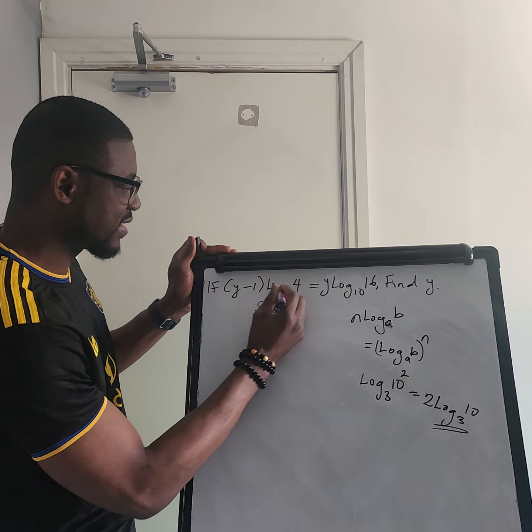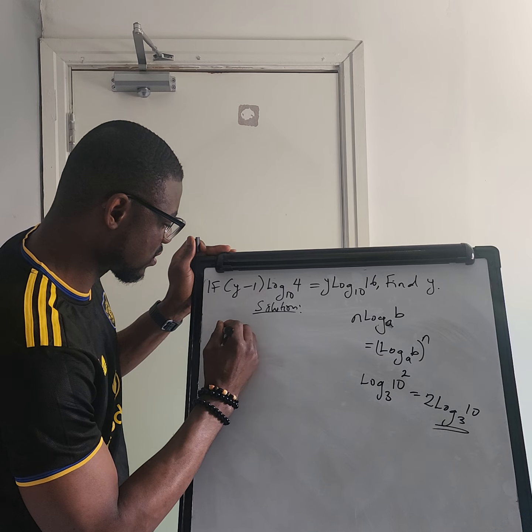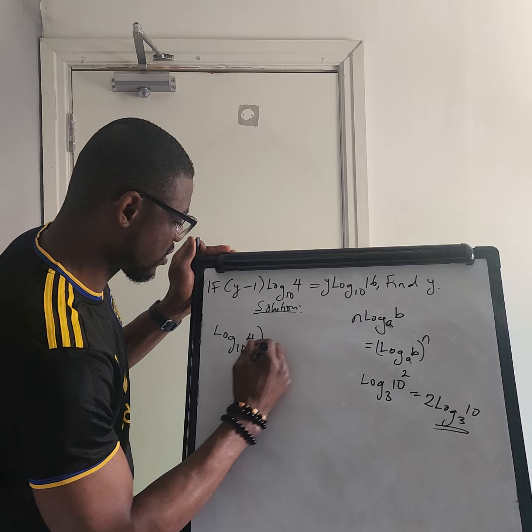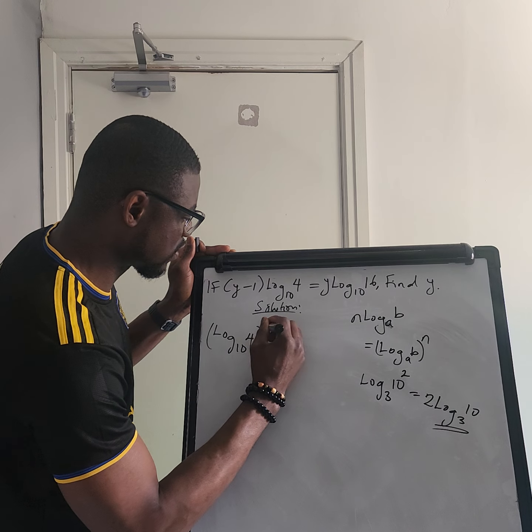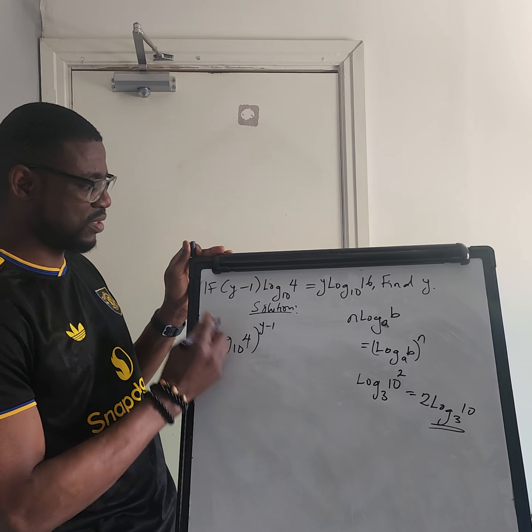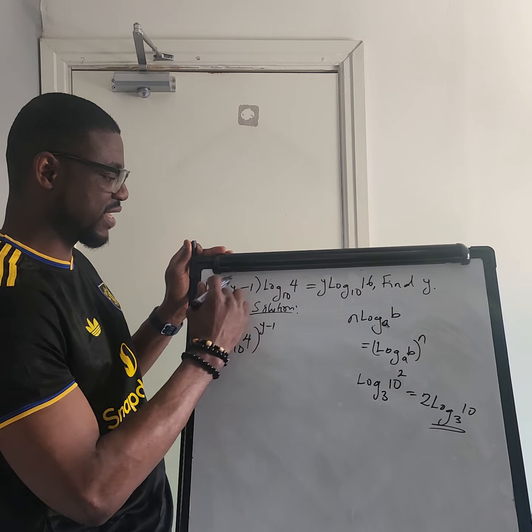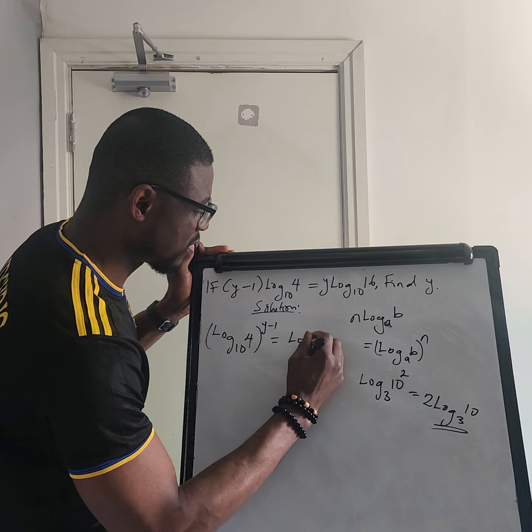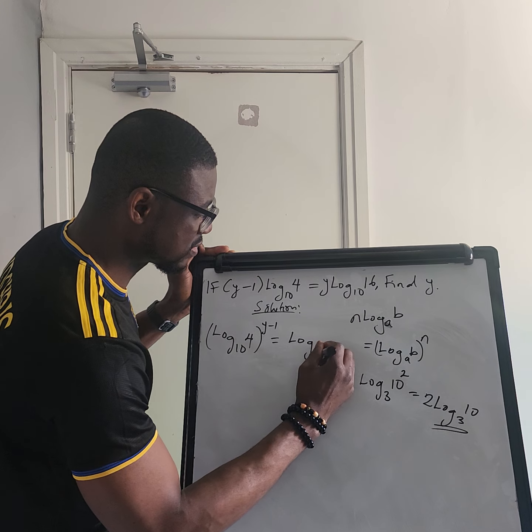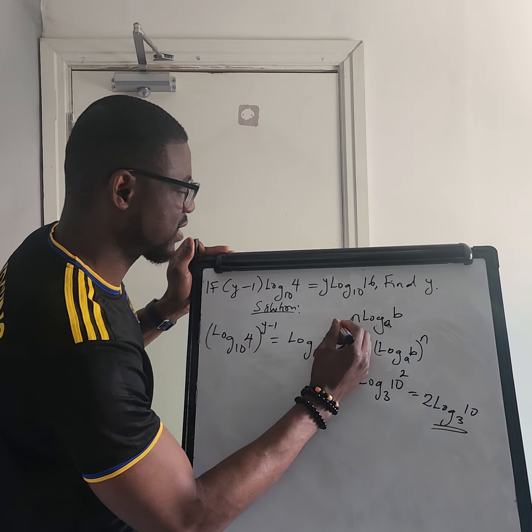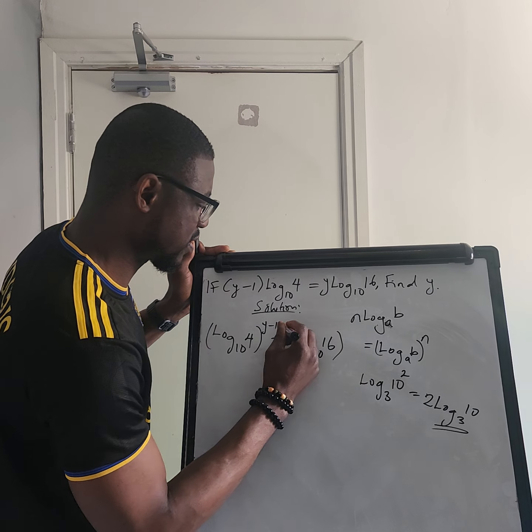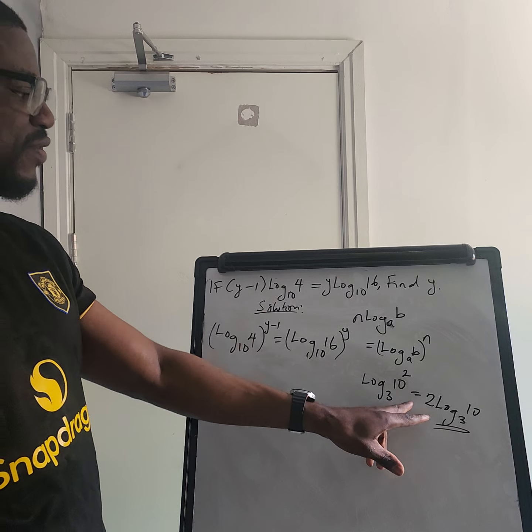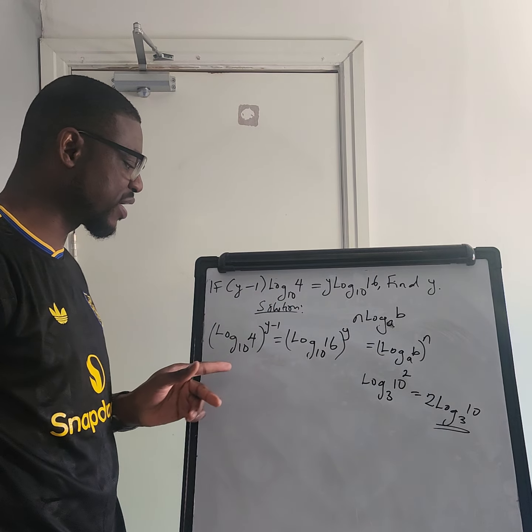So do the same thing here. This can then be written as log 4 base 10 raised to power y minus 1. I've done this here. Equal to, on this other side, we have log 16 base 10 raised to power y. So we've implemented the theorem here.